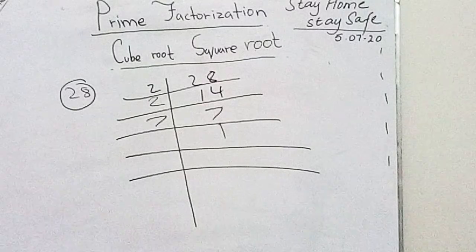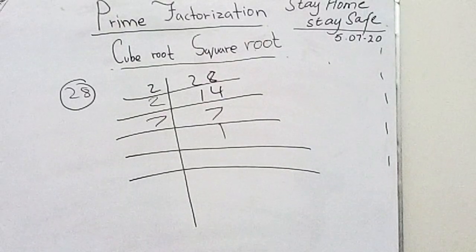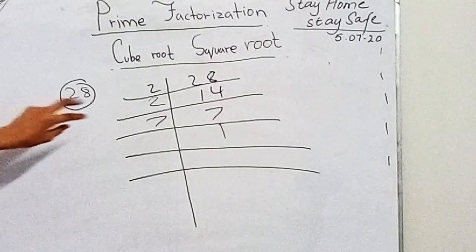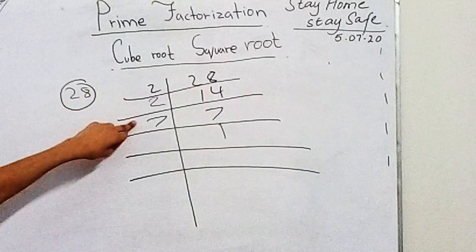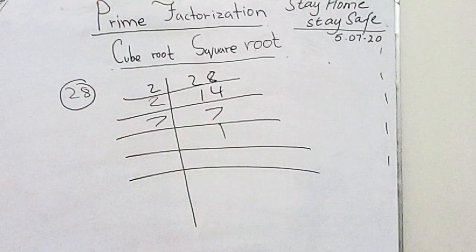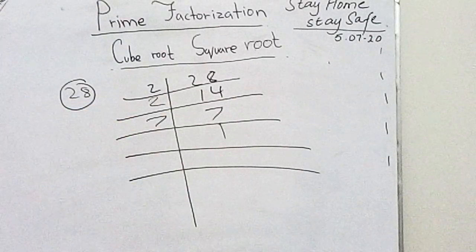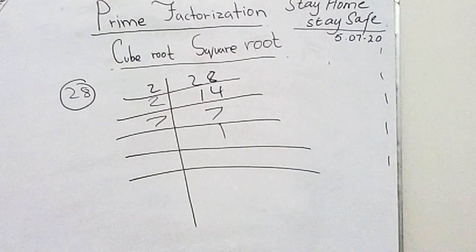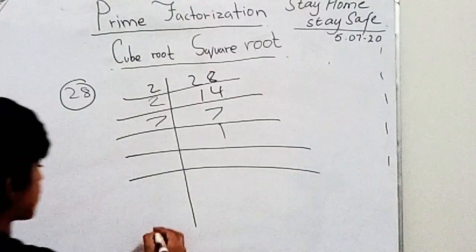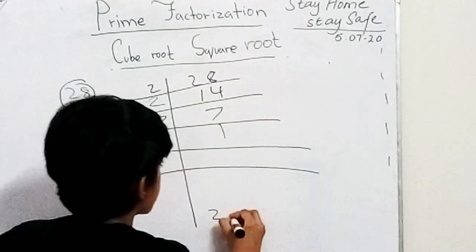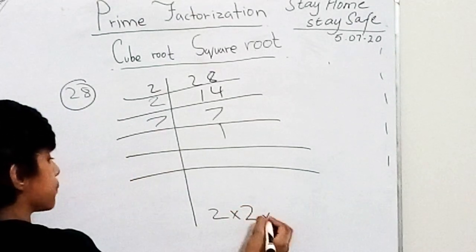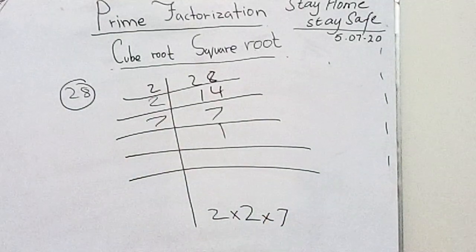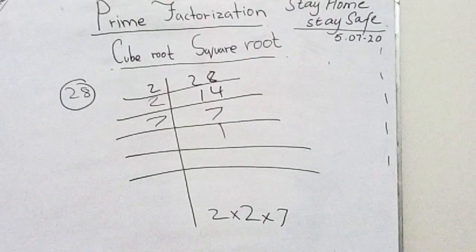Now look, we have 2 2s and 1 7. Now what can we do? We don't have the same numbers. It doesn't matter because 7 is also a prime factor. So now let's write it over here. We have got 2 multiplied by 2 multiplied by 7. So these are the factors that we got.